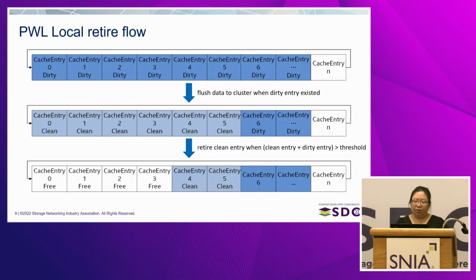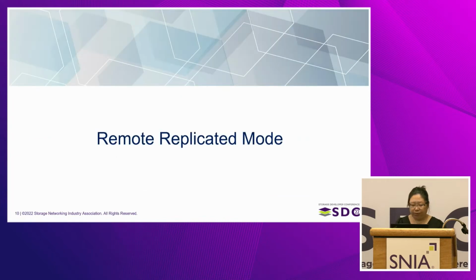So locally, all the cache entries are used locally, and the background thread will write data to the backend Ceph cluster. The local read and write first write to the cache and first read from the cache. So that is the local persistent memory cache. And next, I will introduce the remote replicated implementation.